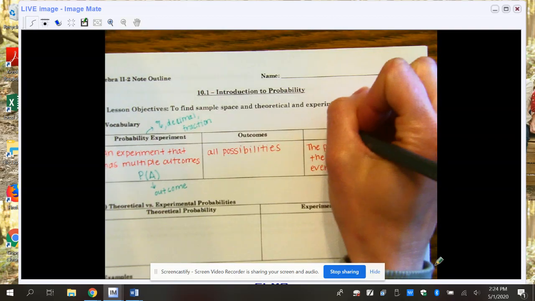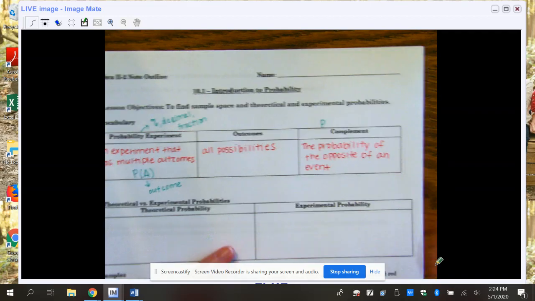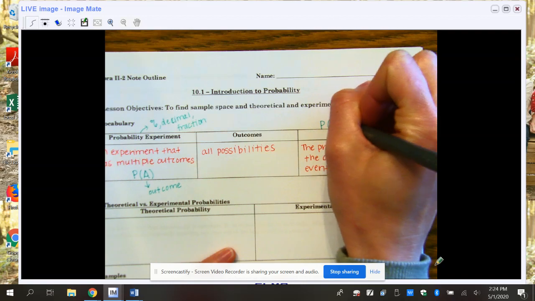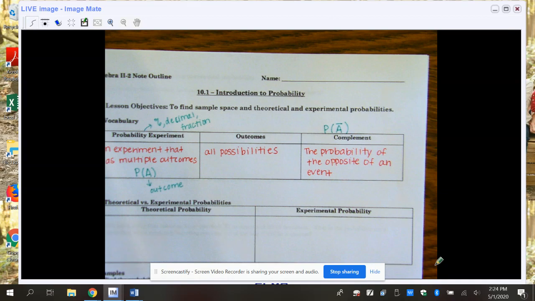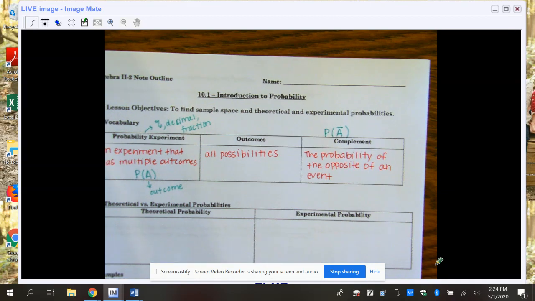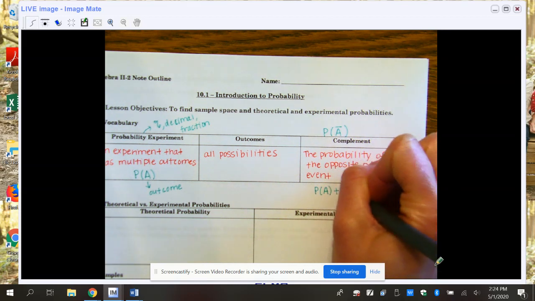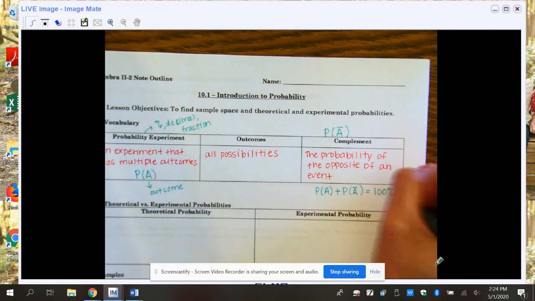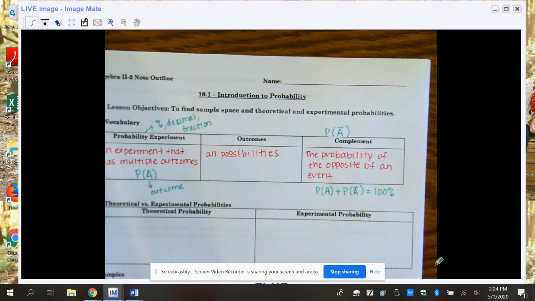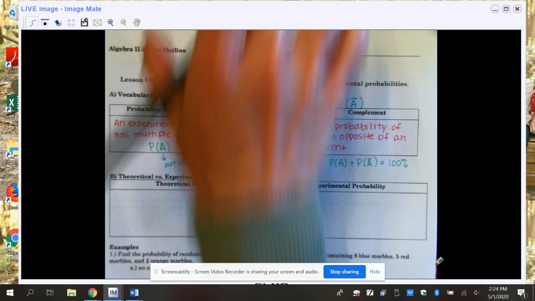So both of these should always add to 1. The notation for complement is P of A, and then that A always has a bar on top of it. And so again, the probability of your event and the probability of its complement should always come out to be 100%. And that's the maximum probability. You will never have a probability that's more than 100%.